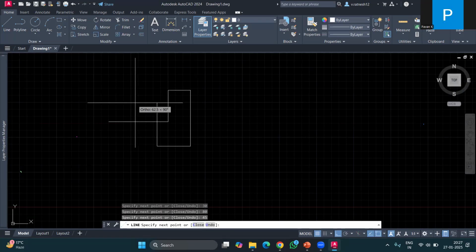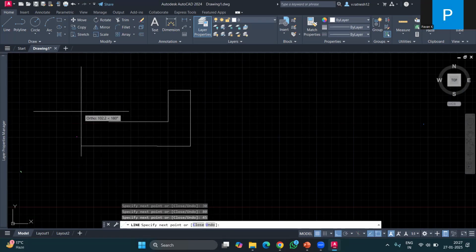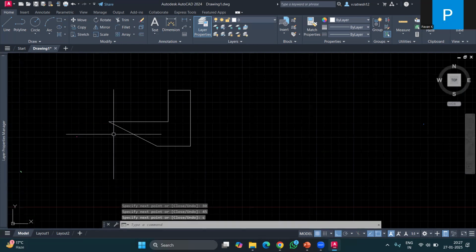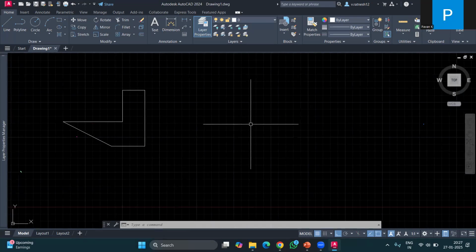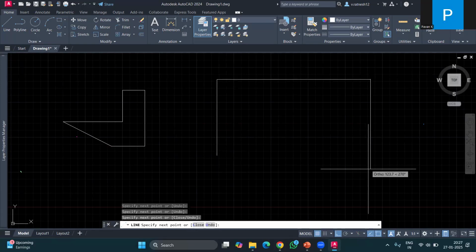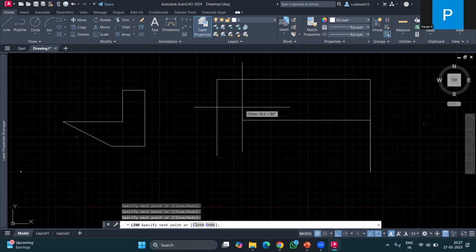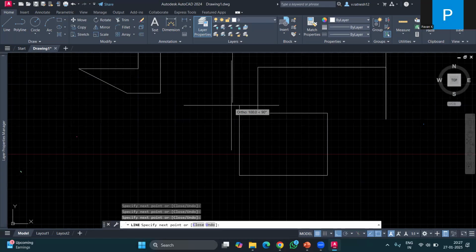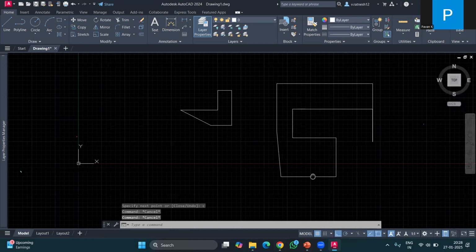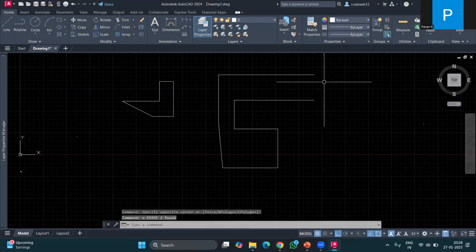Okay. And if you want to close it, there is a command, C, enter. It will close from the first point to the end point. If you create any geometry and want to close it, it will choose its first and last point and connect them. Let's say 1, 2, 3, 4. Now we want to close it. C, enter. It will close it.